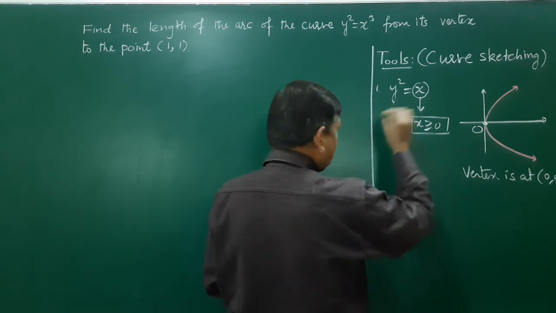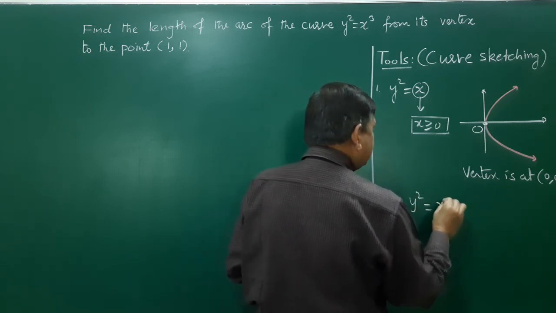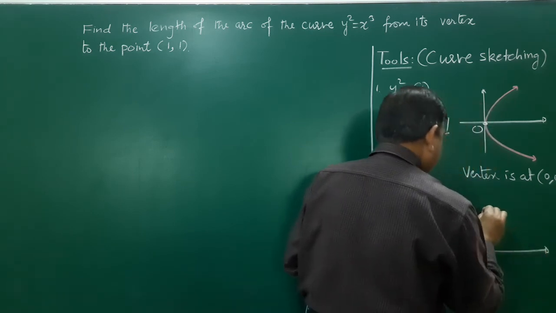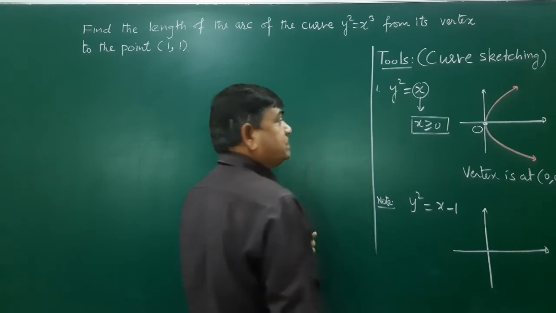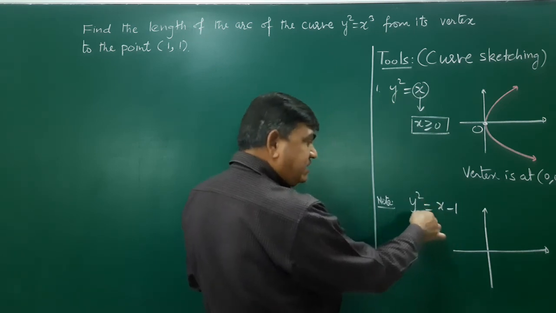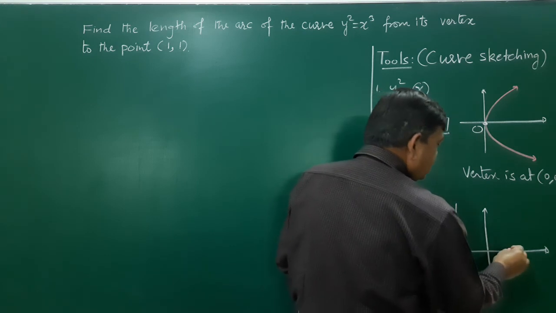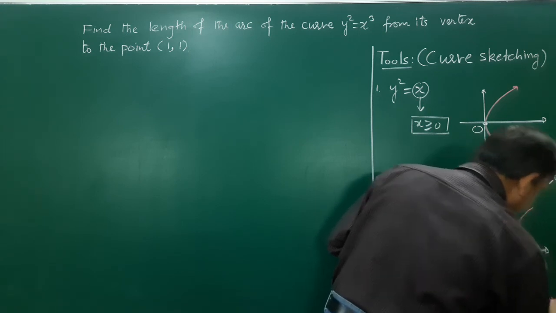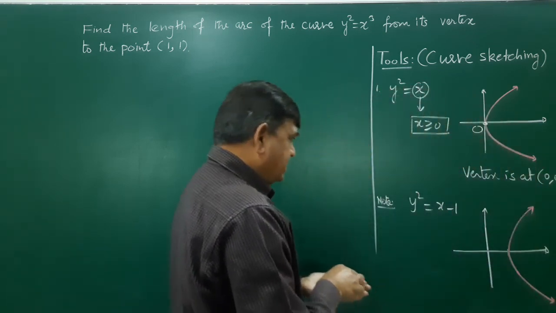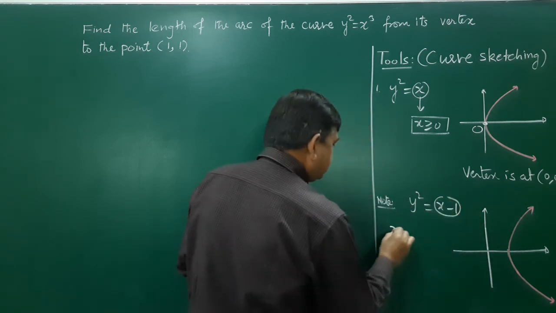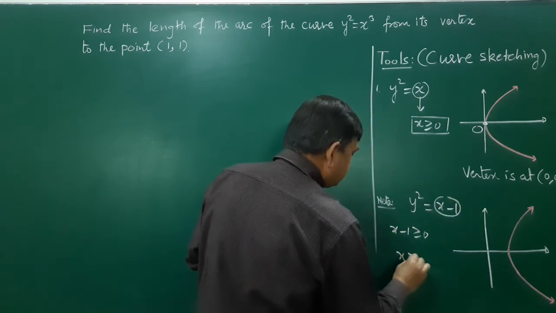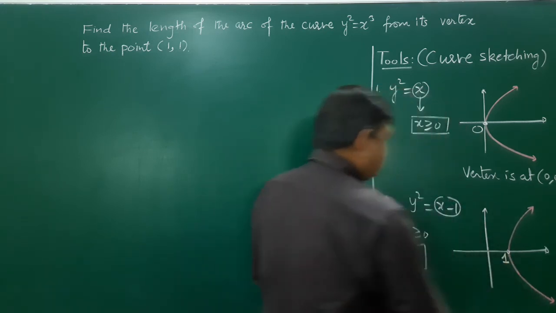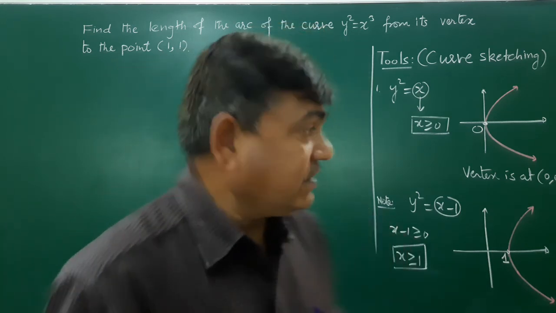Now instead of this, suppose I write y square equals to x minus 1. When x is 1, this part is 0, so the vertex is at 1 comma 0 and the parabola is like this. Remember, x minus 1 is greater than or equal to 0, so x is greater than or equal to 1. This is the reason for this. Here it is 1. So this you have to understand.